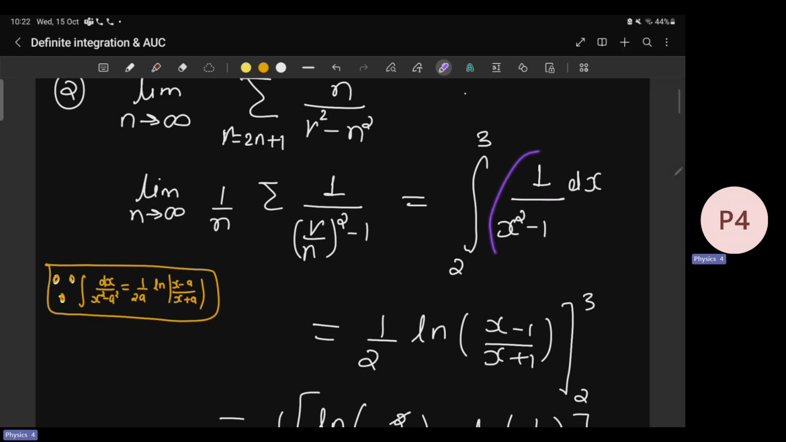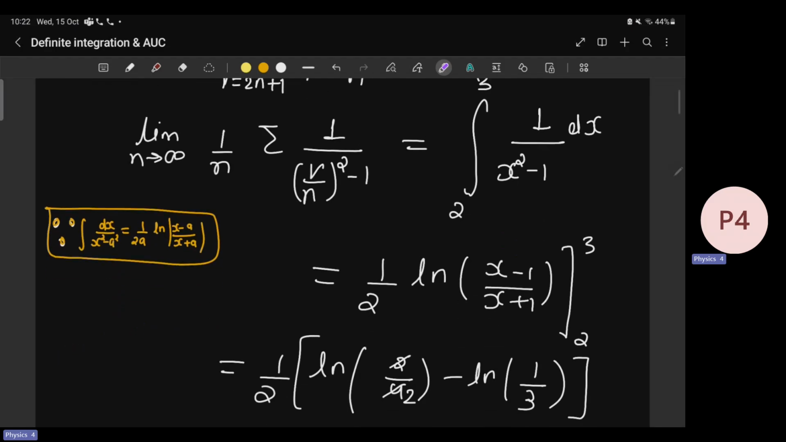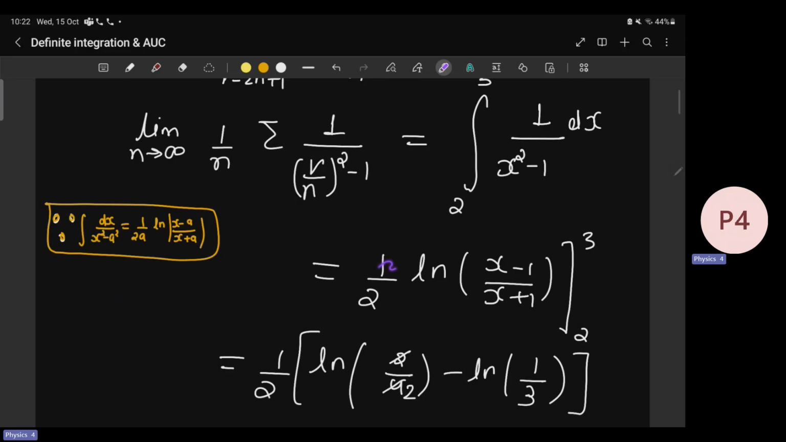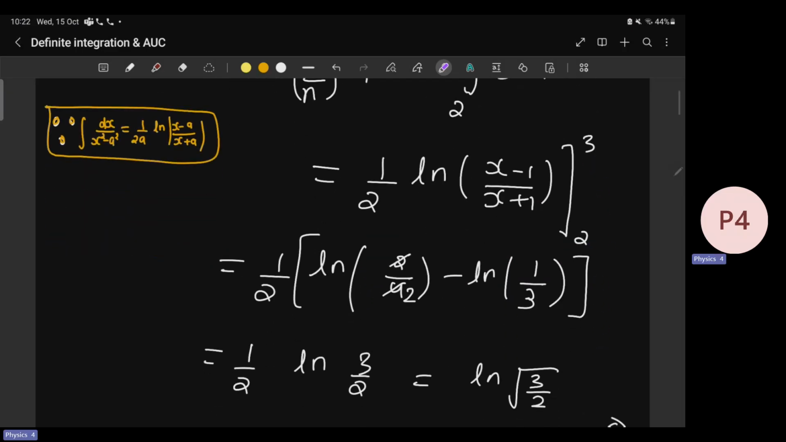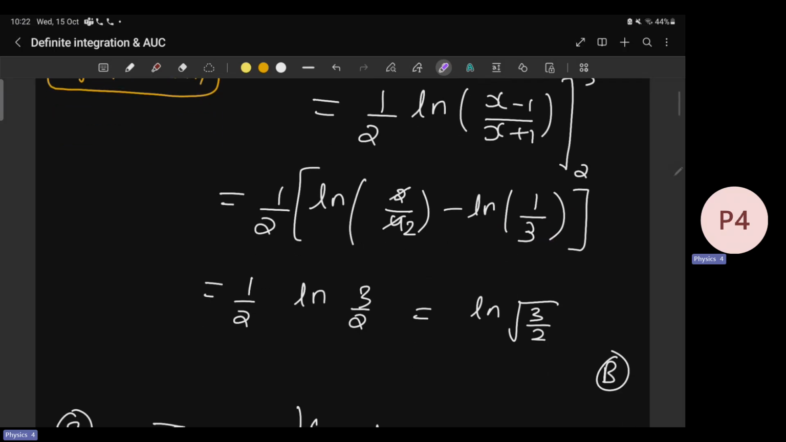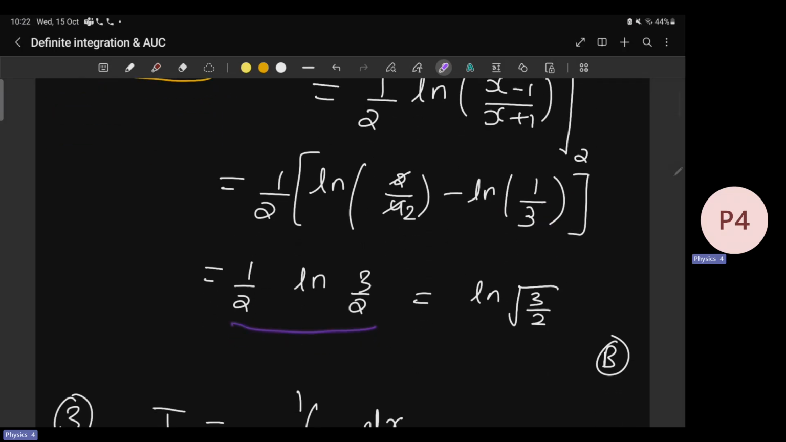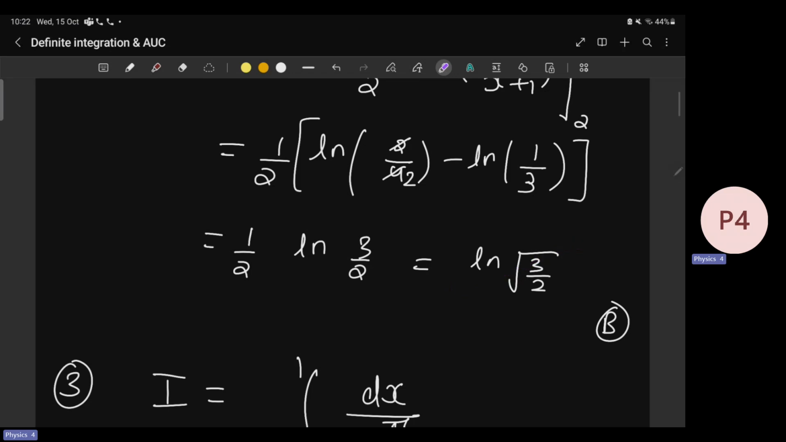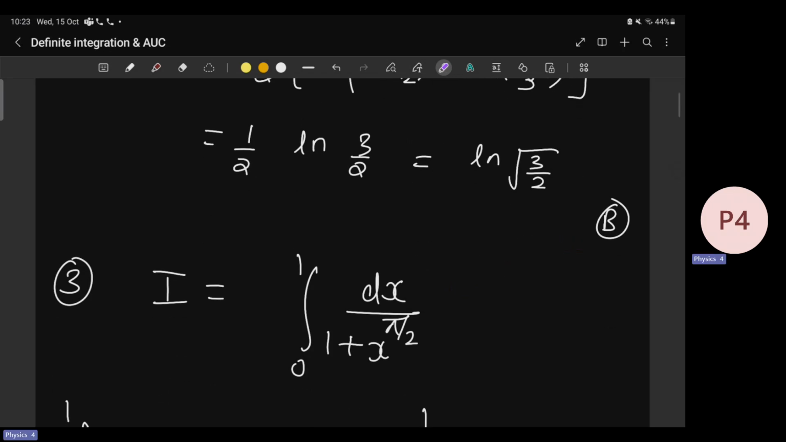Just integrate this. This is dx upon x square minus a square form. This is a simple integration: 1 upon 2a ln of x minus a upon x plus a. So the answer will be 1 upon 2 ln of x minus 1 upon x plus 1. Put the limits from 2 to 3. We will simply get our answer 1 upon 2 ln of 2 by 4 minus ln of 1 by 3. Further solving it, this is reduced to 1 upon 2 ln of 3 by 2, which equals ln of root 3 by 2. So option B is the correct answer.